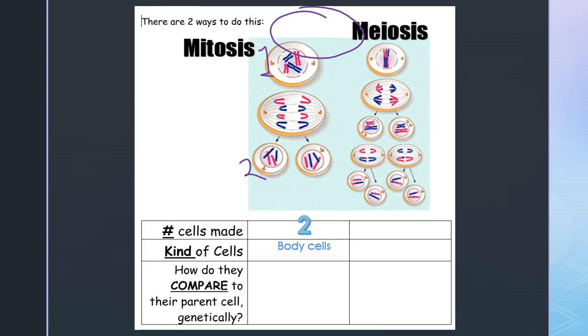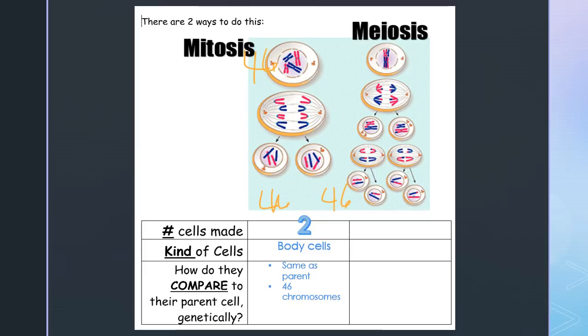When you look at the diagram here, they compare exactly the same as their parent up here. I know that here the chromosomes have doubled in order to make two cells, but basically you end up with two red and two blue chromosomes. So they compare to their parent the same. They're genetically the same. And if it's a human, they end up with 46 chromosomes. You started with 46 chromosomes up here, and each of these cells has 46.